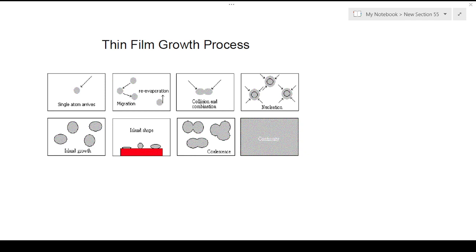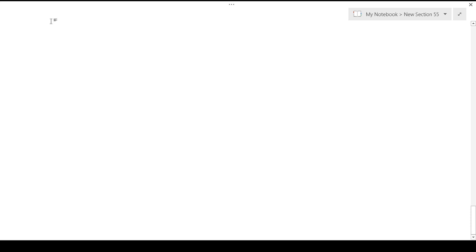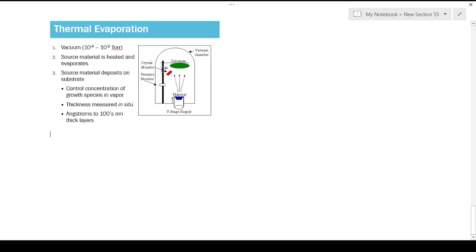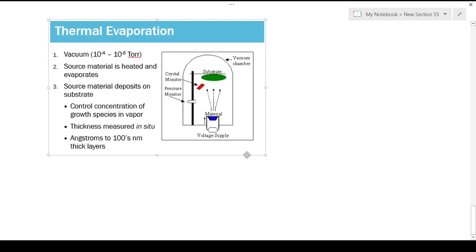So you can see the representation of a thermal evaporation here. Here you can see that there will be a chamber. This chamber will be a vacuum chamber, so we have to create a vacuum of the order of 10 raised to minus 4. By reducing the pressure inside the chamber, the source material is heated here.